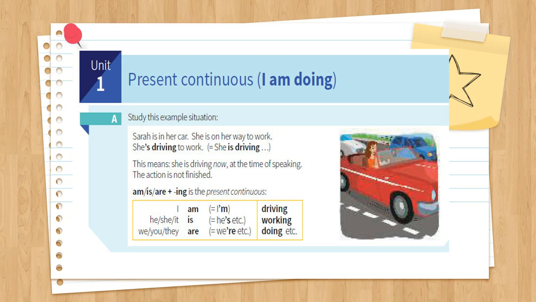Sometimes we can contract those verbs with the pronoun and we can say, instead of saying I am, you can say I'm. Instead of saying he is, you can say he's. Instead of saying she is, you can say she's. Instead of saying we are, you can say we're. Or instead of saying they are, you can say they're or you're. Okay, this is very important to remember.